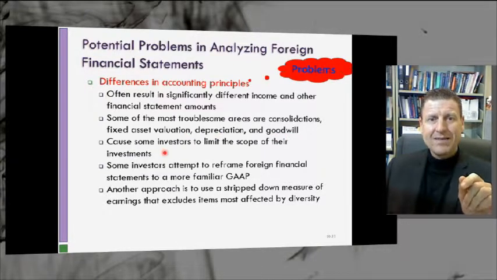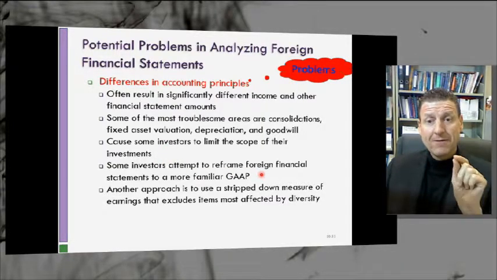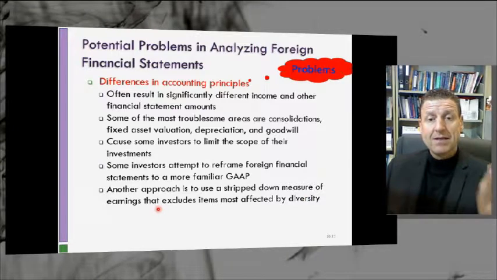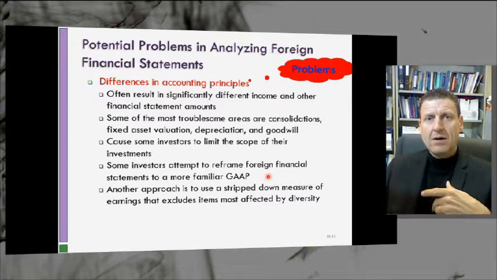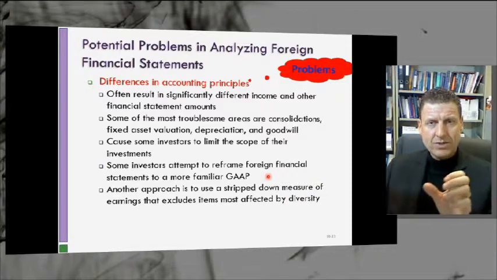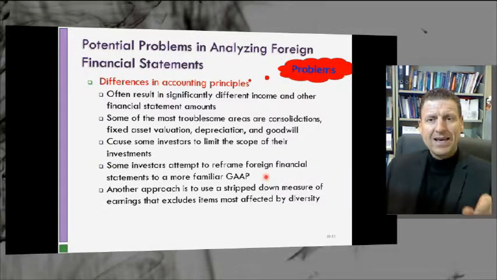Yes, right? They cause some investors to limit the scope of their investments. Some investors attempt to reframe foreign financial statements to a more familiar GAAP, which is good. Another approach is to use a stripped-down measure of earnings that excludes items most affected by diversity. In other words, you're stripping down the measure of accruals of other short-term liabilities, accounts payable, accounts receivable, and you're trying to understand what was the cash received or generated during the period. Ultimately, if you strip down so much, you actually got nothing at all.